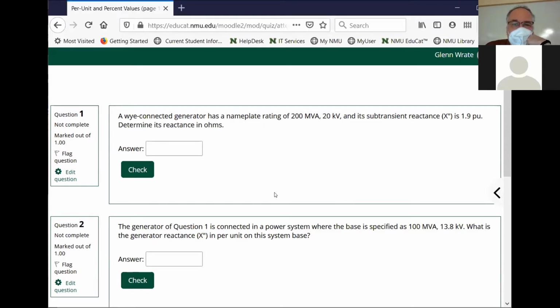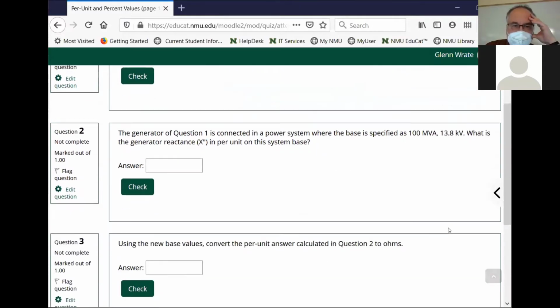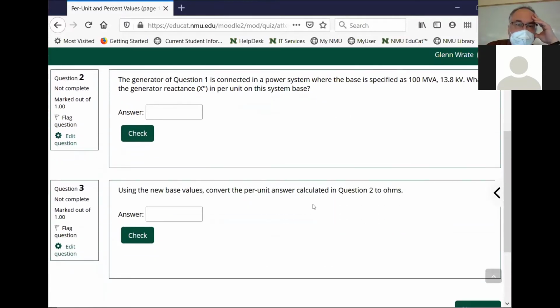Okay, and then question number 2. We're going to take that per unit value that we came up with in question 1, and we're going to change the base from 200 to 100 MVA, and from 20 kV to 13.8 kV. So that's that formula that we have: the ratio of the MVAs times the ratio of the kVs. Using the new base values, convert the per unit answer calculated in question 2 to ohms.